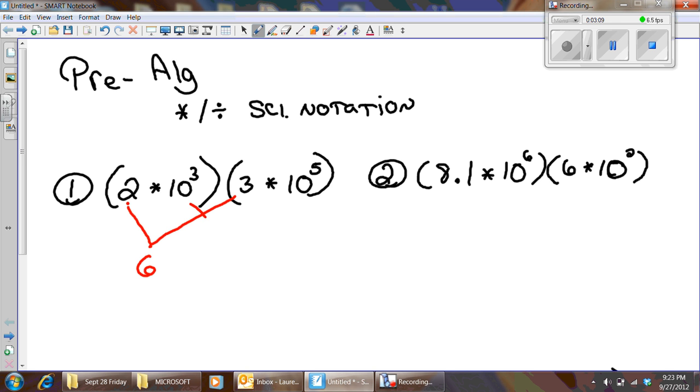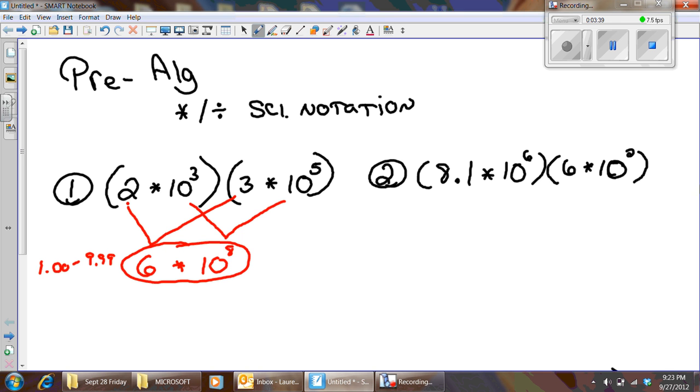And now I'm going to multiply 10 to the third times 10 to the fifth. Well, I know that I'm allowed to add those exponents. And so that will become 3 plus 5 is 8. So I'm in scientific notation because my number here is between 1.00 and 9.99, right? 6 is between those two numbers, and I'm times 10 to a power. So this is my answer.